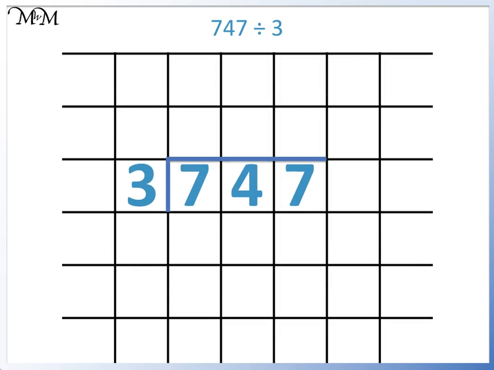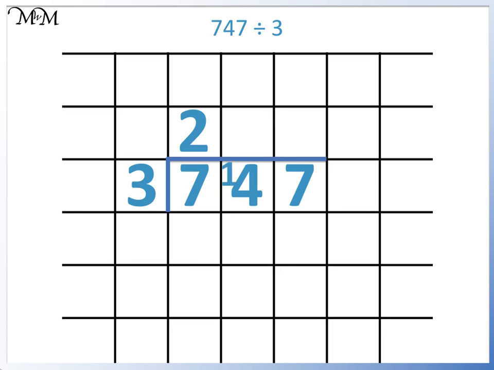747 divided by 3. We have 7 divided by 3. 3 goes into 7 twice, because 2 3s are 6. And we have 1 left over to get to 7. We place this 1 next to the next digit along, which is 4.